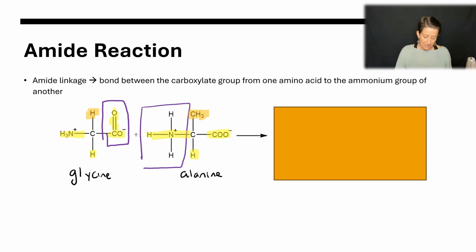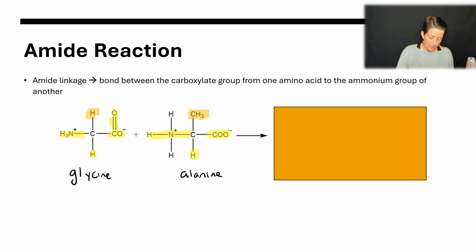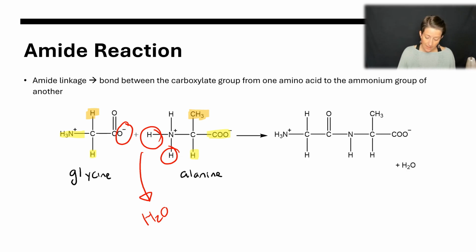So we're going to have this reaction, and because it is a condensation reaction, that means water needs to be released. We are going to take off that oxygen off of that carbonyl. We're going to take off two of our hydrogens so that we release water. When we do that, we form the amide.